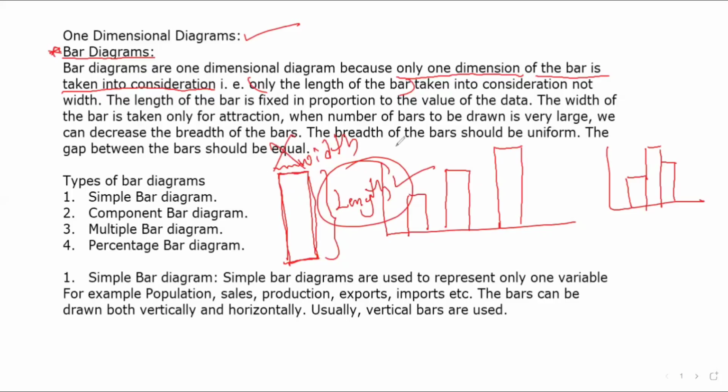The next point is the width. Whatever width we consider is only for attraction purpose. See, this is a bar and this is another kind of bar. When compared, the second one looks good because the width is a little bit more than the first one. So the width is considered only for attraction purpose.